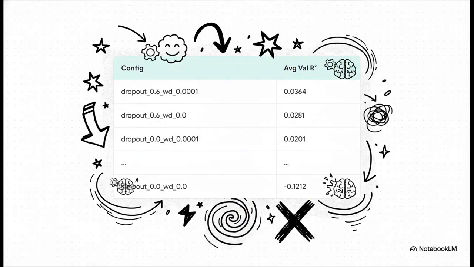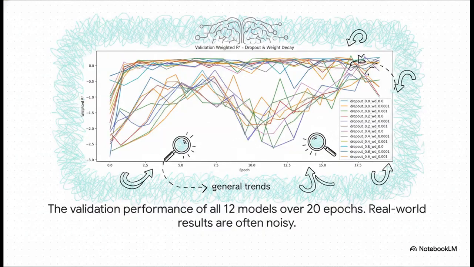Now we've sorted everything by this aval_r² column. Just think of that as its final grade on the unseen data. Higher is better. Right at the very top, we have our champion, a high dropout rate of 0.6 with a tiny bit of weight decay. But now look all the way down at the bottom. That's the model with no regularization at all. Its score isn't just low, it's negative. That means it performed worse than just randomly guessing. That's a massive difference.